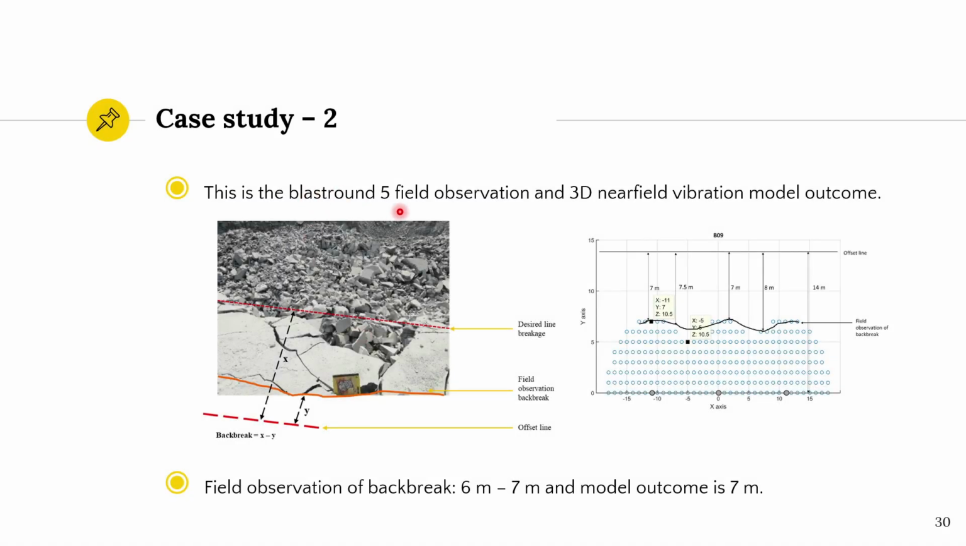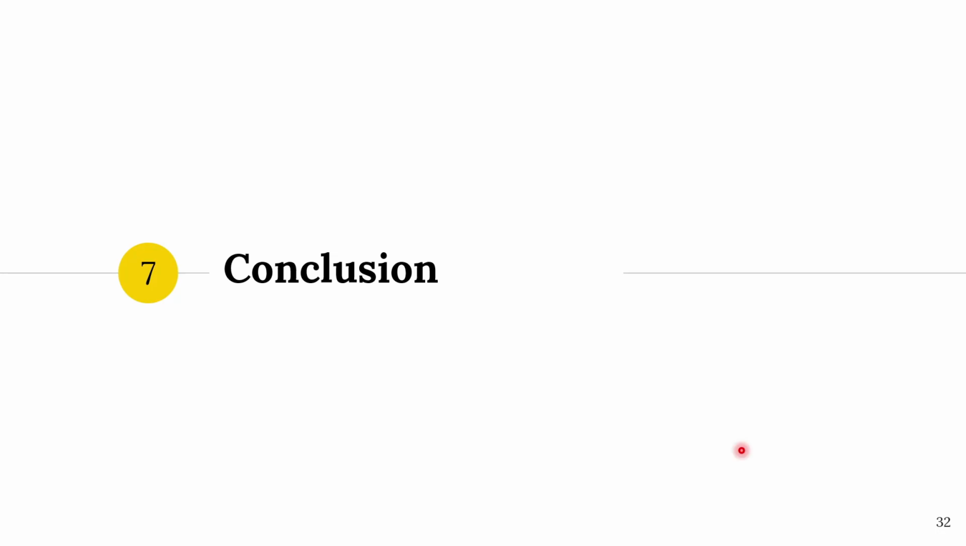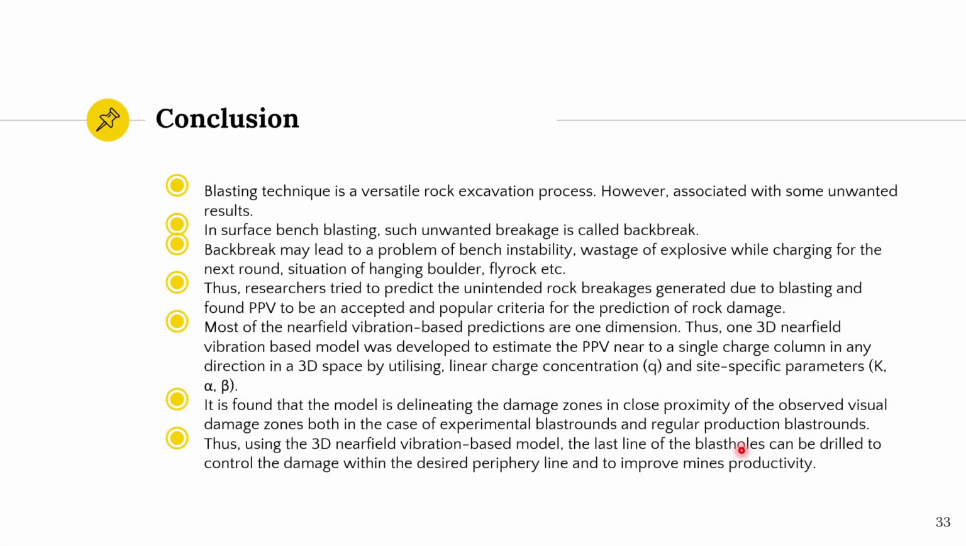This is the blast round 5 field observation and this is the 3D near-field vibration model outcome. It can be observed that the field observation of backbreak is 6 to 7 meter and the model outcome is 7 meter. And the rest 9 blast rounds are given in this table. It can be observed that in regular production blast rounds, the vibration model is predicting the backbreak with a deviation of less than 30%. Now let's see the conclusion.